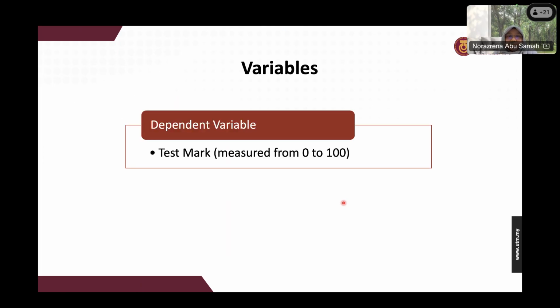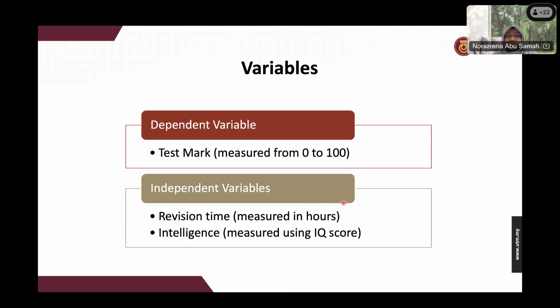For example, the dependent variable is the task mark, and the independent variable is the time, like the pre-test and post-test. It means that we use the same instrument, but we collect in different times. So it's before and after, or before, middle, and after. We can do that. That's how we manipulate the independent variable.